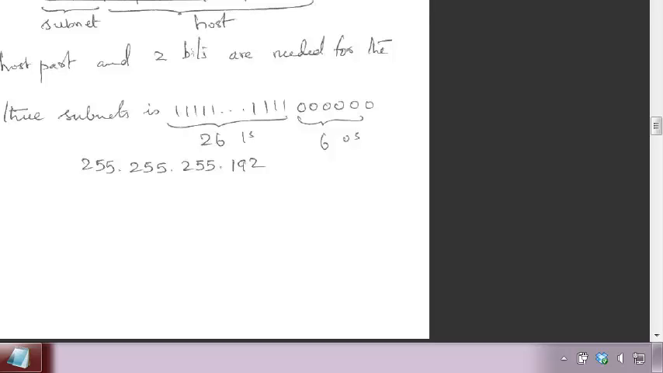Okay, and now you see you have 3 subnets. So again, going by the binary arithmetic, if you want to support 3 subnets, how many bits do you need? You need 2 bits, right?